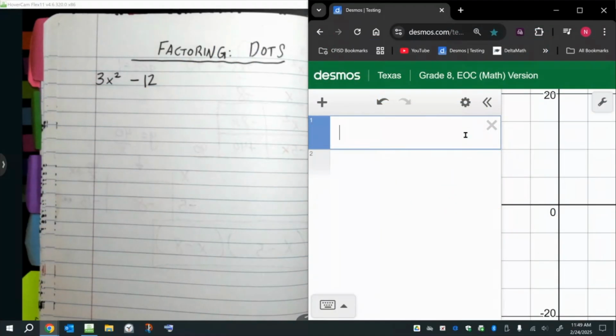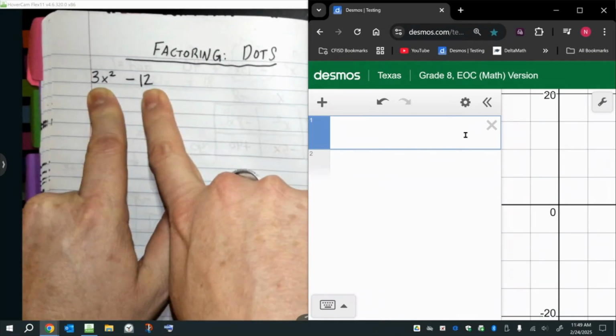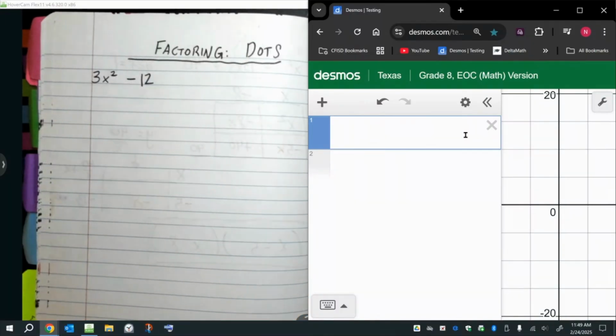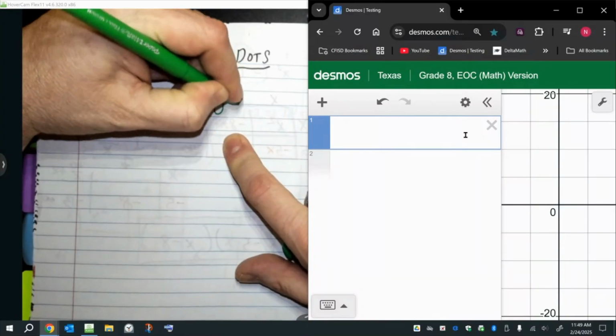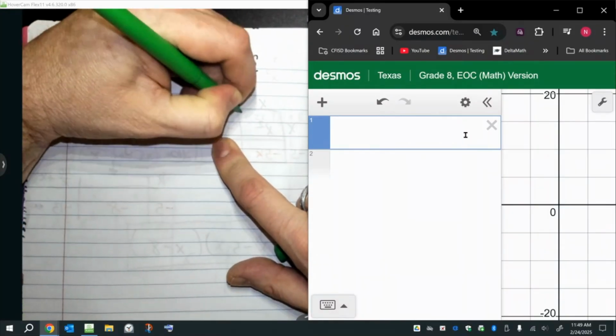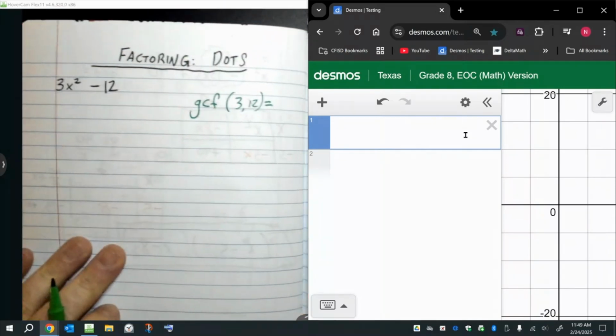We are factoring DOTS. What is DOTS? Well, DOTS is difference of two squares. Here's how this goes. Notice I only have two terms. That's okay. We're still going to find the GCF of those two terms. So in other words, I want to know what is the GCF of 3 and 12. Hopefully you can determine that.